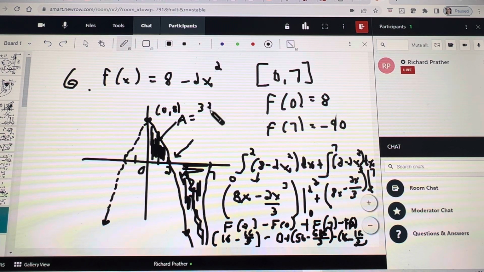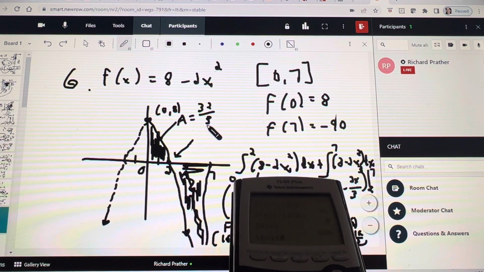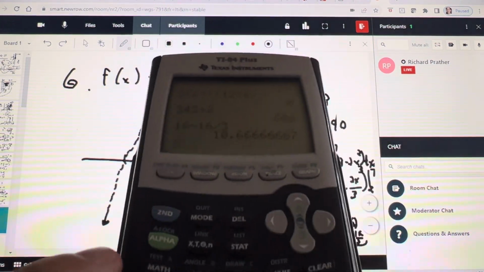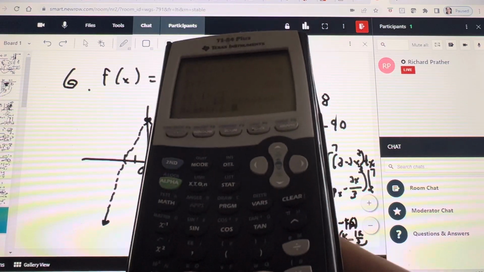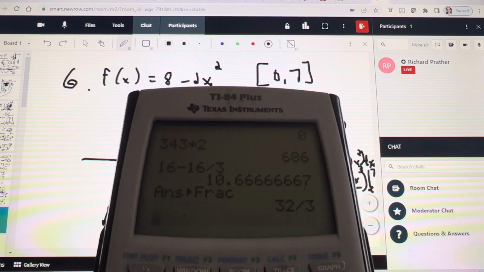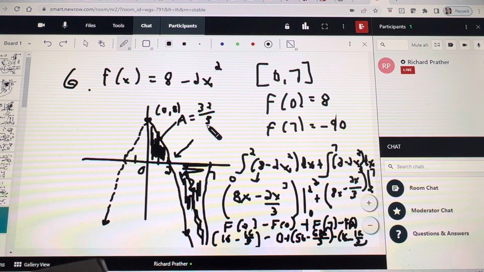And notice it is positive. And if you're not good with fractions, that's where one of these could help. If you do 16 minus 16 over 3, you get a messy decimal, which they won't take. But if you do math, enter, enter, it'll turn it into 32 over 3. Okay, so that made sense that that one was positive 32 over 3. That was all the way to here. And it helped that this was 0 too. So then I need to do all this.